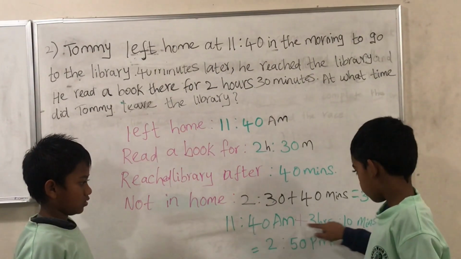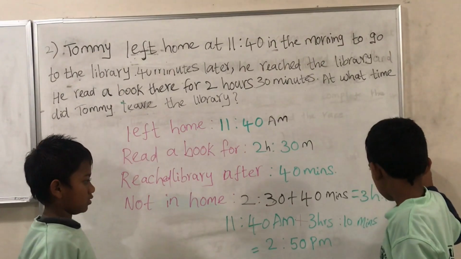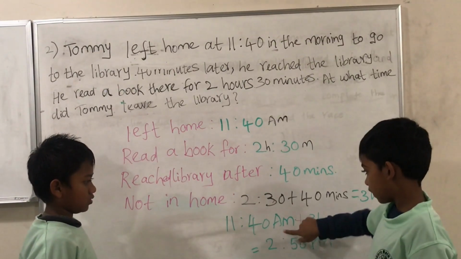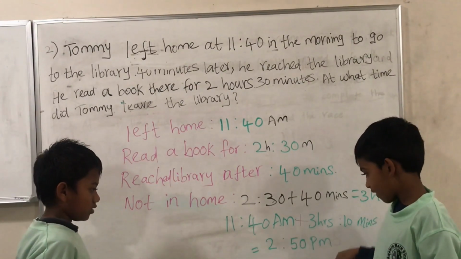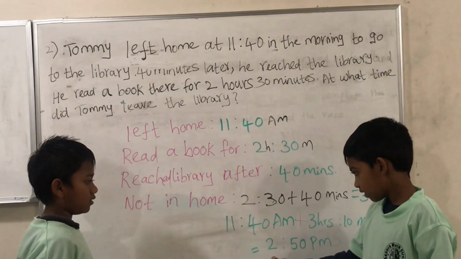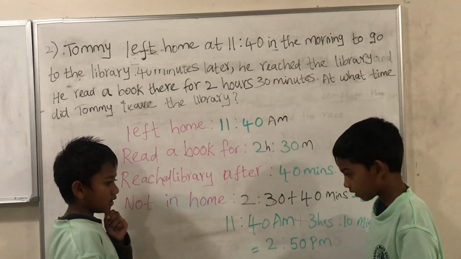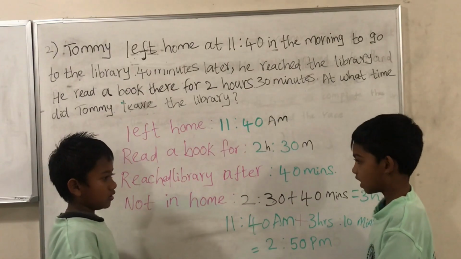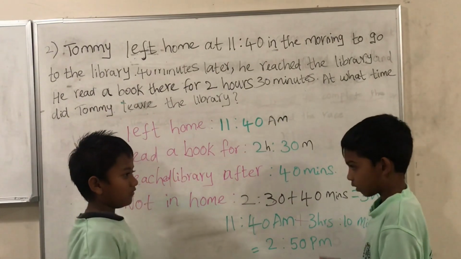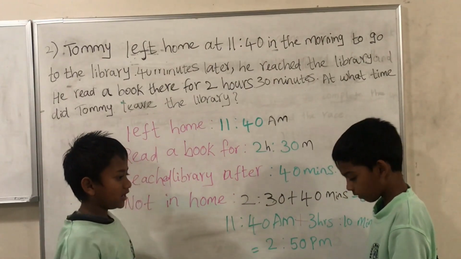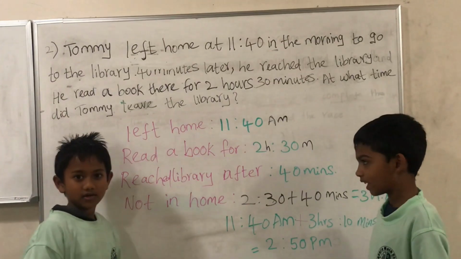So now we found out how long he's not at home, but up to when he left. So all we need to do is add those 2 together and see what we get. And let's just count together. 11:40. First, let's add the 10 minutes. 11:40, 11:50. Now add the hours. 12:50, 1:50, 2:50. So the answer is 2:50 p.m.